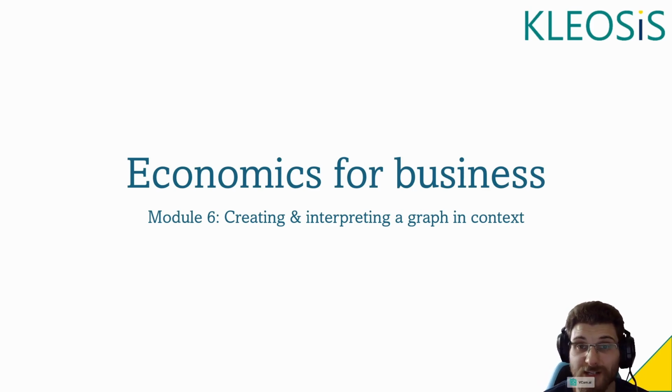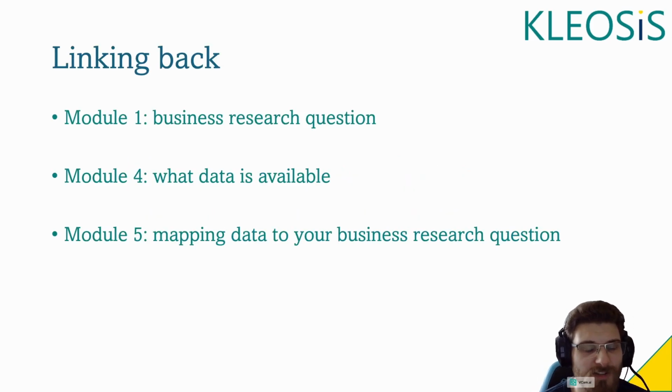This is module number 6 and it's about creating and interpreting a graph in the context of your business and in the context of your business problem. So linking back to some earlier modules, in module 1 we went through what is a business research question, and we went through a framework of how to develop a business research question for your unique problem.